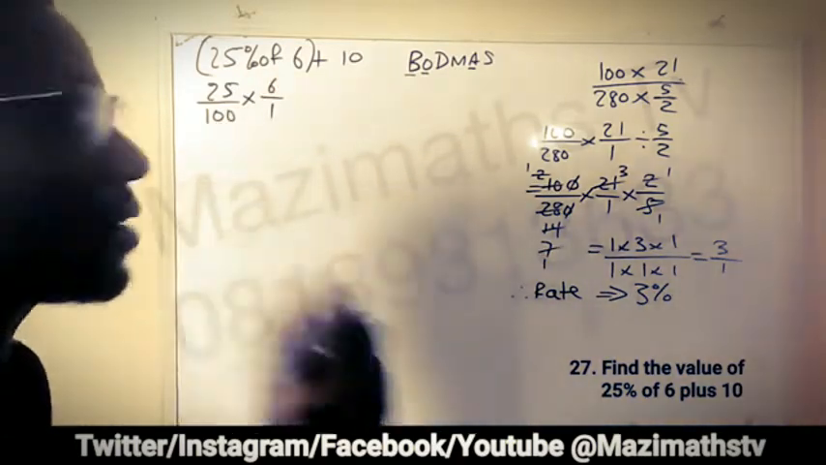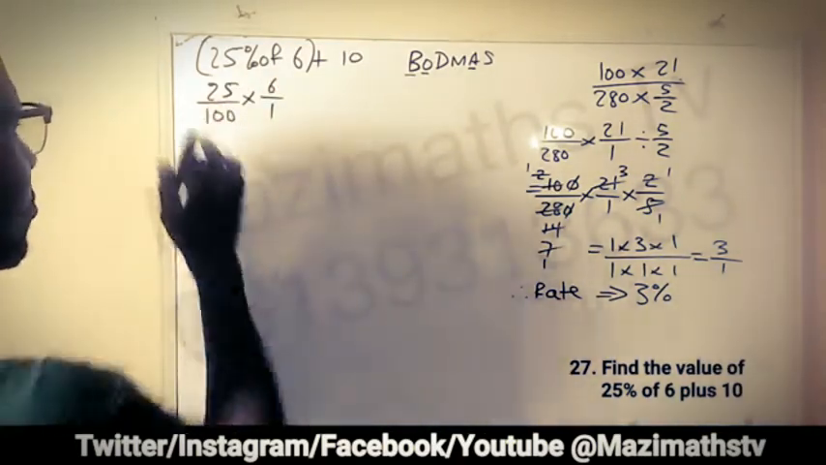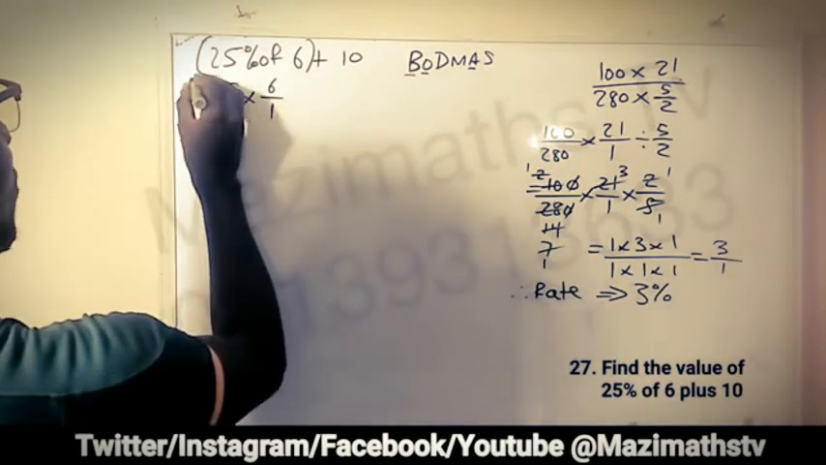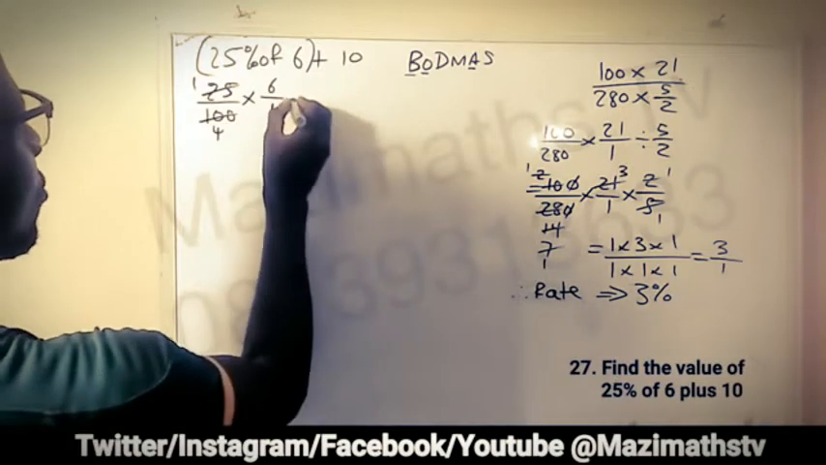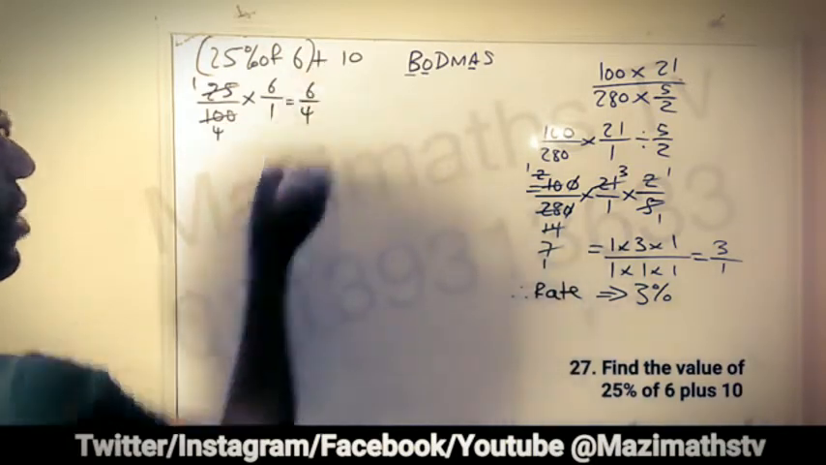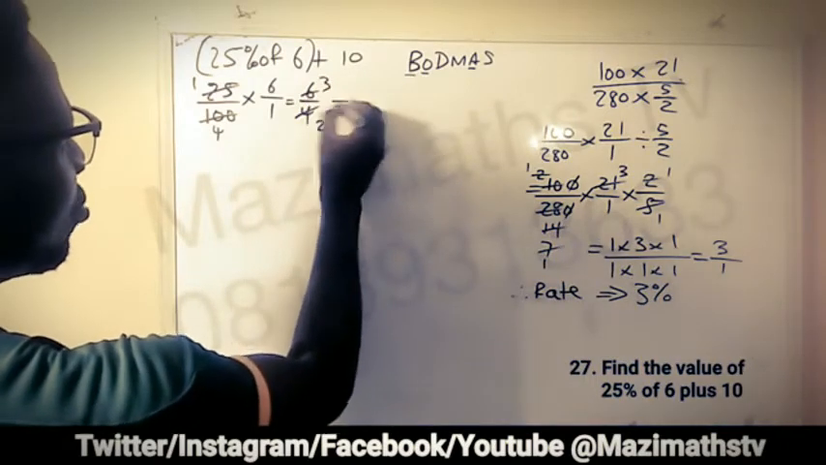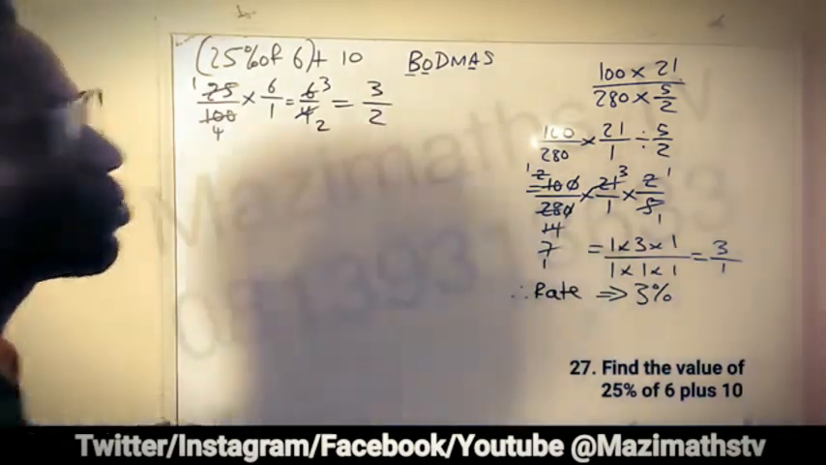But because of time, I will use 25 here. So 25 can divide 100 easily. So let's divide. 25 here, 1, 25 here, 4. So we have 6 over 4, okay? 2 can still divide both. Are you getting me? 2 here, 2 here, 3. So at the end of the day, we got 3 over 2.